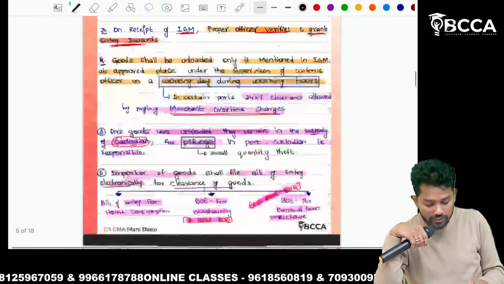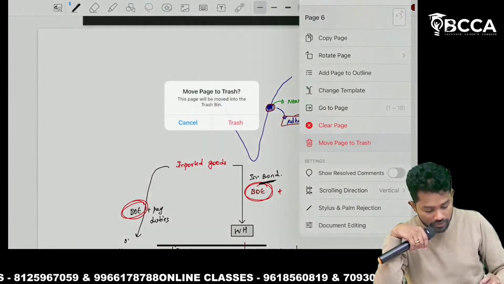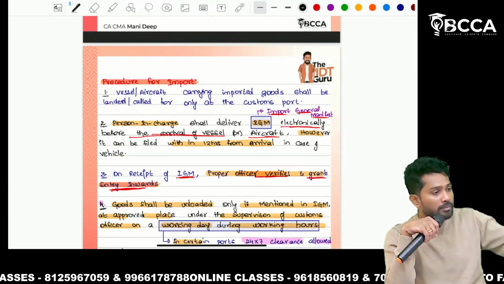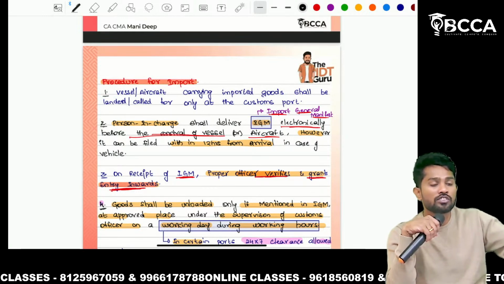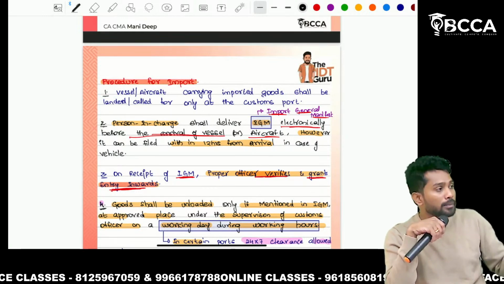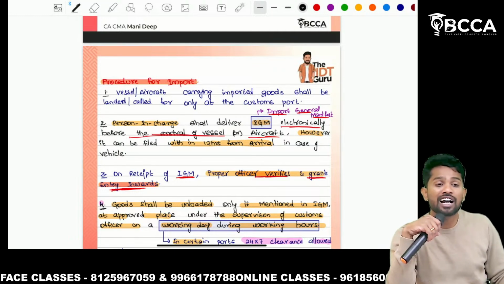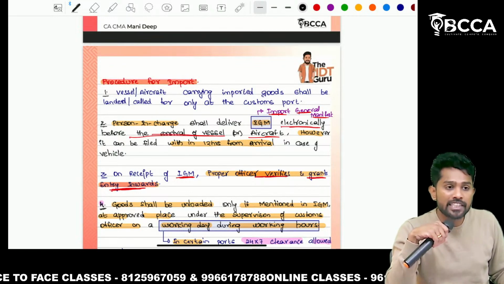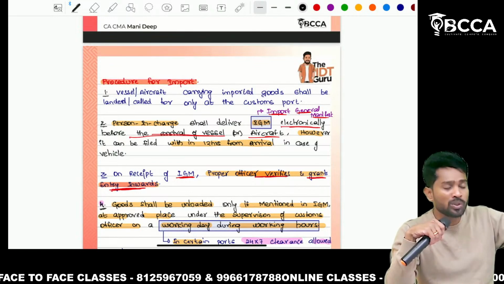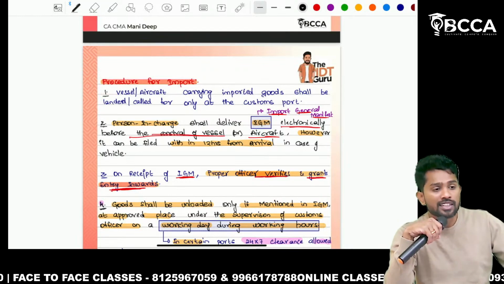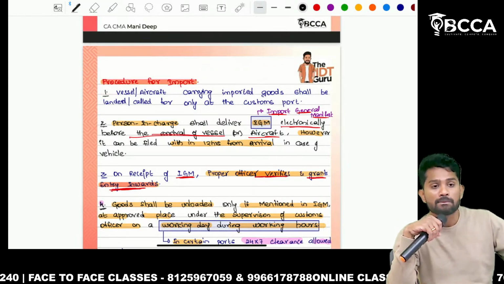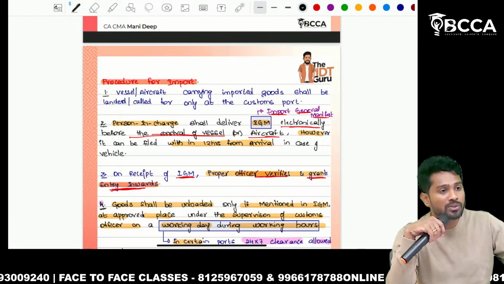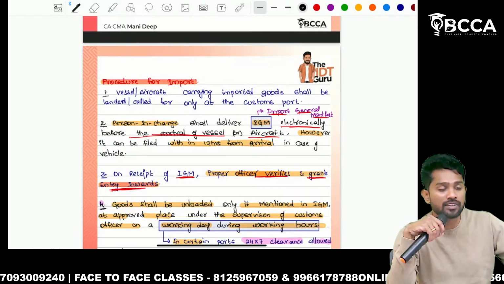Let us quickly look at this once again. First point: the vessel or aircraft coming to India shall only be landed or called at a customs station. Then the person in charge of the conveyance shall file the IGM. IGM means Import General Manifest. It consists of details of the goods carried in that particular vessel or aircraft. That list has to be filed with the customs office before the arrival of the vessel. However, if it is through land route, it can be filed even after arrival, within 12 hours.